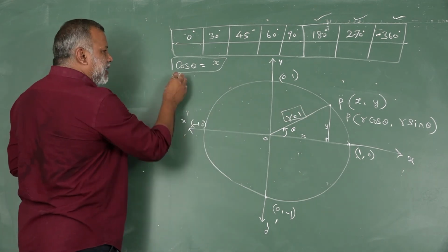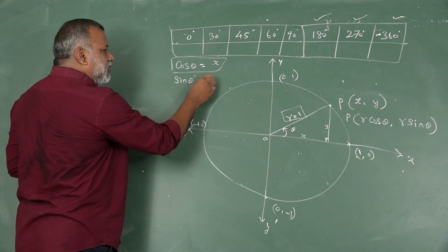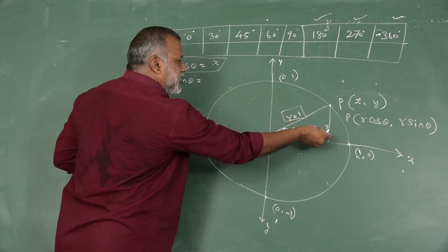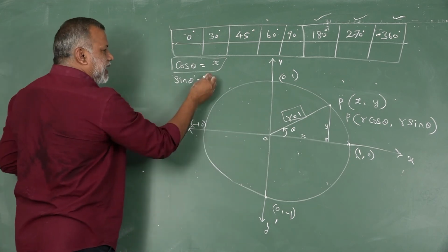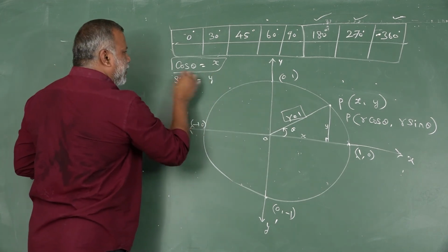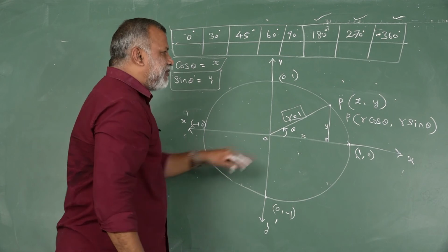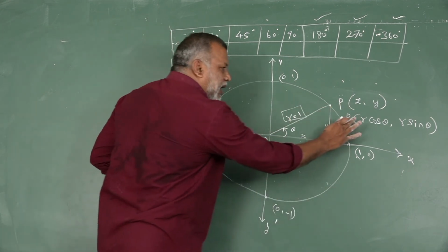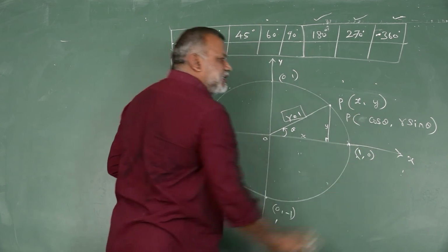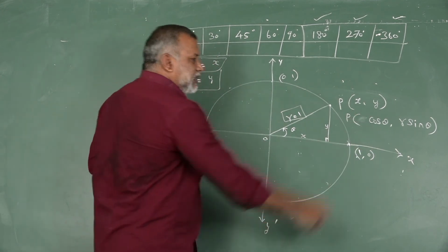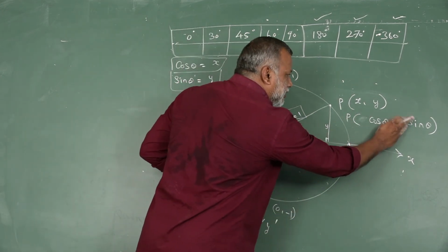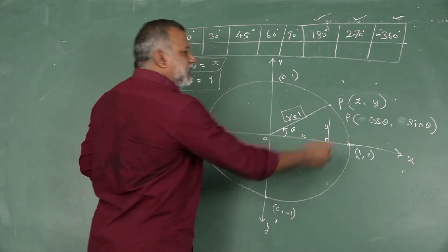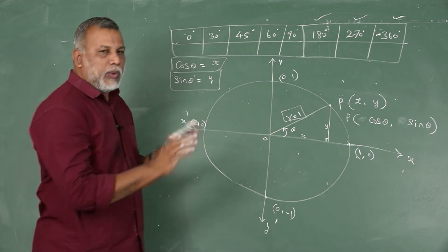In the same way, what is the basic of sin theta? Opposite by hypotenuse. See here, opposite is y, hypotenuse is 1. Therefore we can say y. So instead of this coordinate P of x comma y, it can be put in the form of r cos theta, but here r is the unit 1. The same way, here r is 1. So P is cos theta, comma sin theta. So it is nothing but P of x comma y.